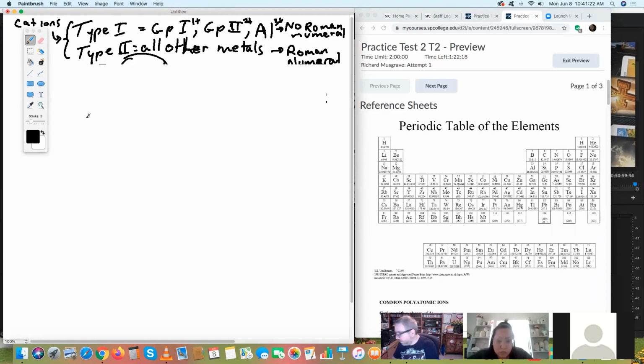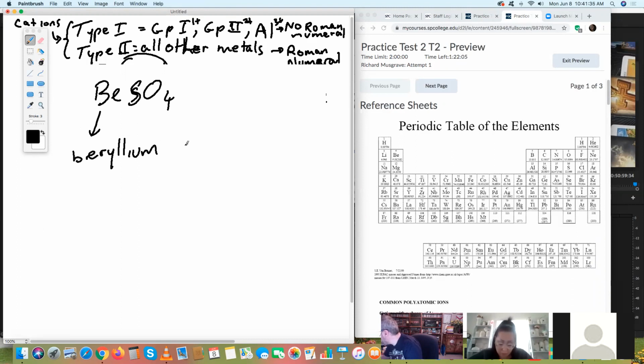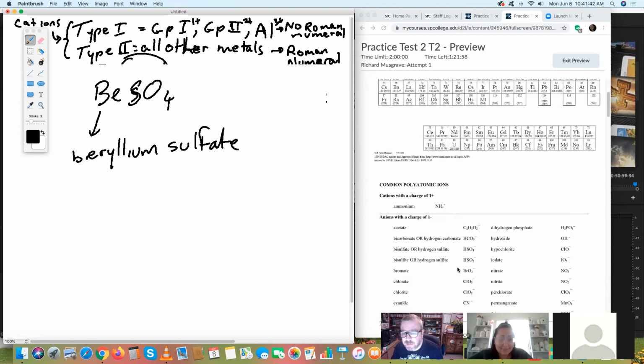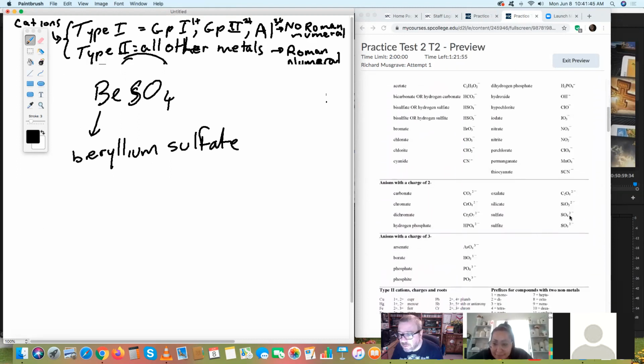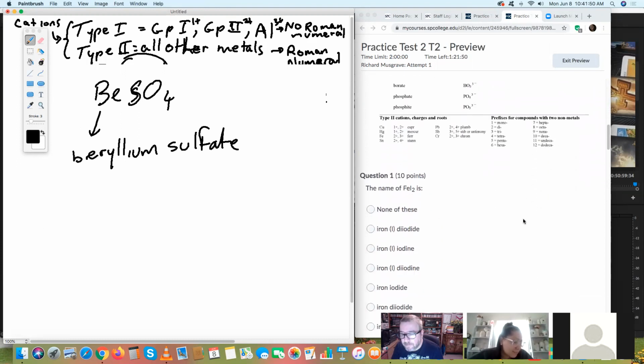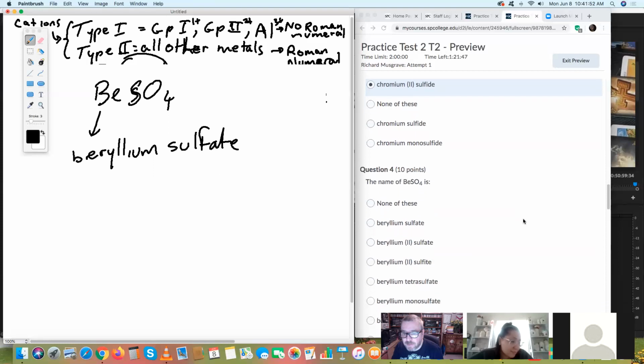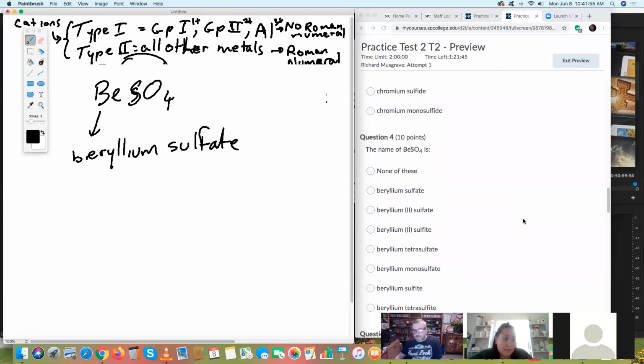That's right. So when I do this, that makes it so much easier. When it's one of those, it's just BeSO4, and we know it's just going to be beryllium. So I don't have to worry about the charge. Beryllium sulfate. And I get the sulfate from the polyatomic ion sheet because I can see that SO4 is sulfate. See how easy it is when you don't have to worry about the charge? Yes. Because then I just have to say, oh yeah, it's beryllium sulfate.